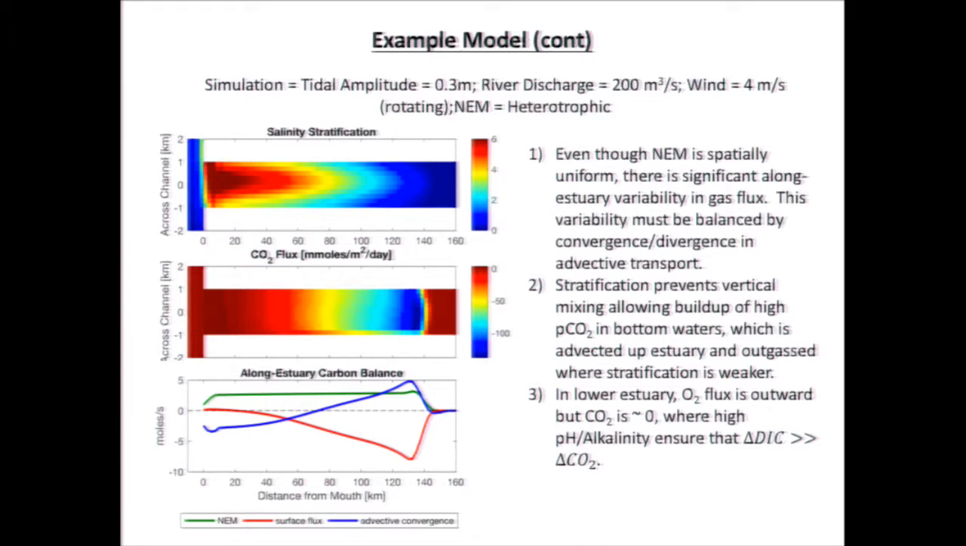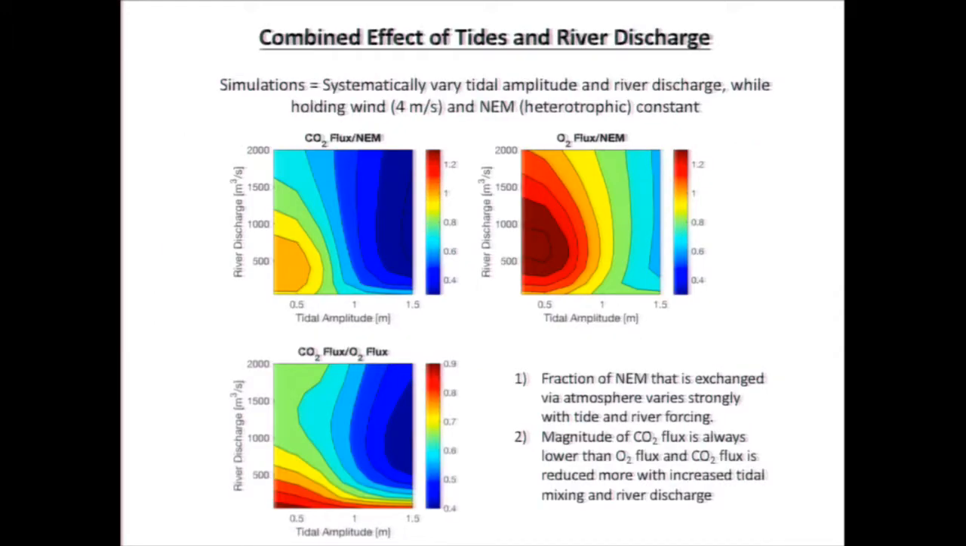So even though the net ecosystem metabolism along the system is roughly constant, all of the outgassing of CO2 is occurring in the upper estuary, and it's actually opposite sign right near the mouth. And the reasons for that I don't have time to get into right now.